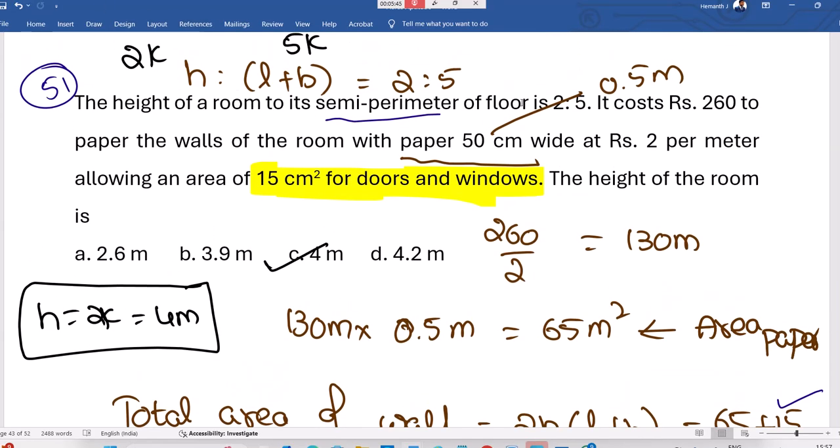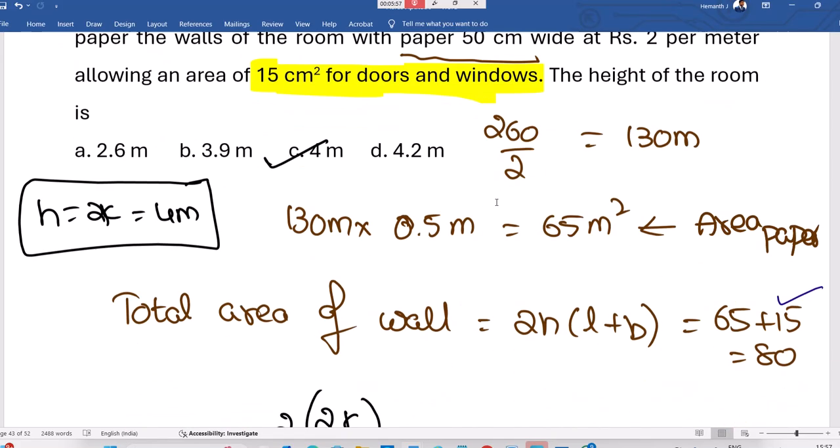This is the only problem with that sentence. They should clearly specify. In some exams they're not specifying, but you should understand that it should be clearly the semi-perimeter of the wall. Then it will be clear. Right, so that's what the answer is, 4 meters.